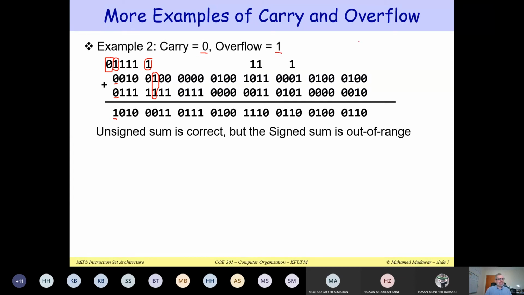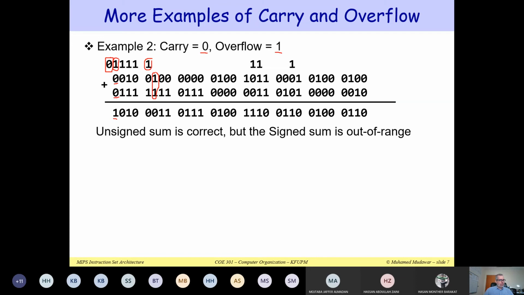So the hardware can easily detect if there is overflow or no overflow by comparing the last two carries, the carry on the most significant bit and the final output carry. There is no final output carry, but the carry on the most significant bit is 1. So when you XOR these two bits, you get a 1, and this is an indication of overflow.